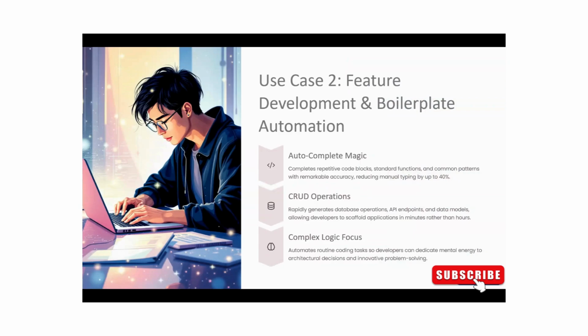So let's move to the next one, which is feature development and boilerplate automation. Now, for example, after the task research, you got to know that this X feature you would have to develop in, let's say, 5 different stories, 10 different stories, or whatever. So you have to develop a feature now. Now, how to develop it?